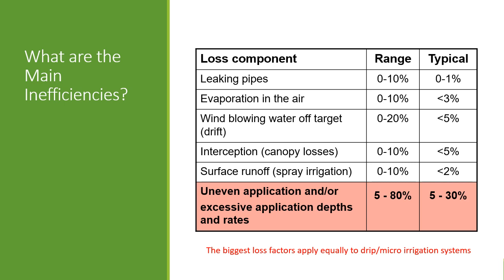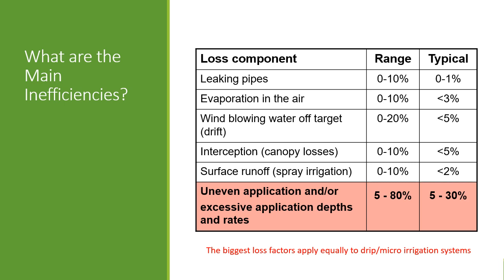So what are the main irrigation inefficiencies? This table is actually really interesting because some of the most emotive things that we see happening on farm that people tend to get really upset about are actually not a big deal. It's the things that we can't see by eye that are largely the problem. So let's break it down. Leaking pipes has a range of about 0 to 10%, but typically we don't have many leaking pipes, so we have a really low loss component. Evaporation in the air, this has been found to be only about 3% as a typical loss.